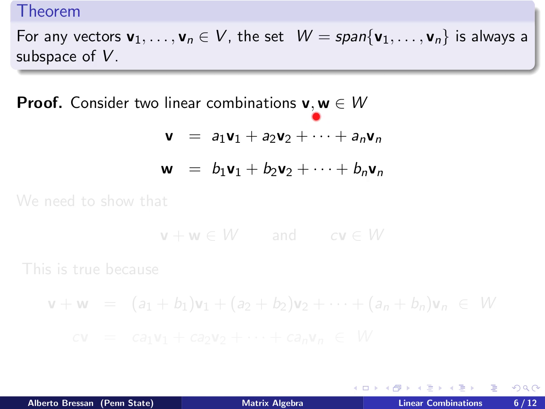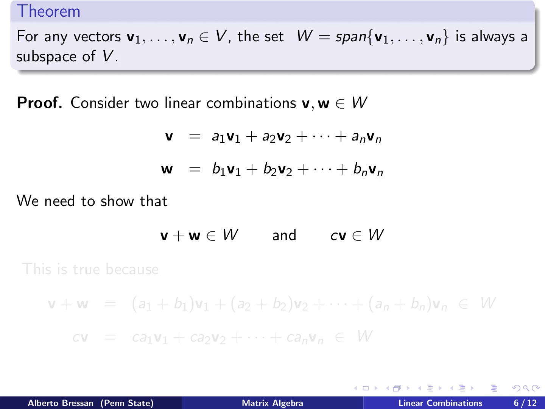So if these are linear combinations, then they're in the span of these vectors, so they will belong to W. W is the span. Okay, let's say V is written as a linear combination with coefficients A1, A2, ..., An. And W is a linear combination with coefficients B1, B2, ..., Bn. So we need to show that W forms a subspace.